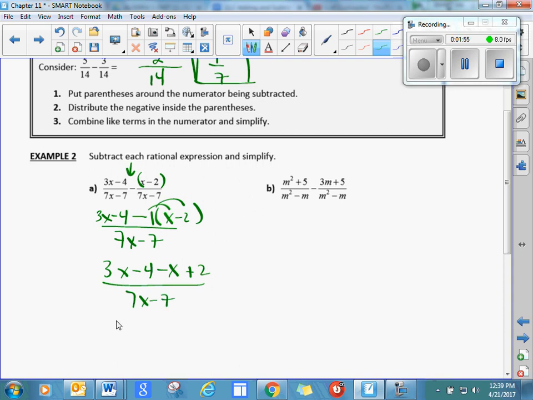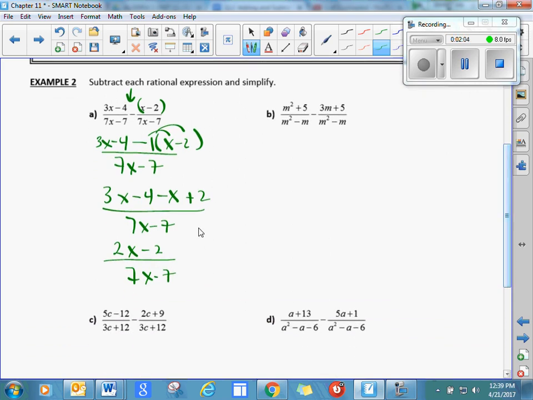So now we clean this up, and we get 2x minus 2 over 7x minus 7. Factor out a 2 in the numerator, and you get x minus 1. Factor out a 7 in the denominator, and you get x minus 1. And of course, those terms will cancel, and your final answer is going to be 2 over 7.